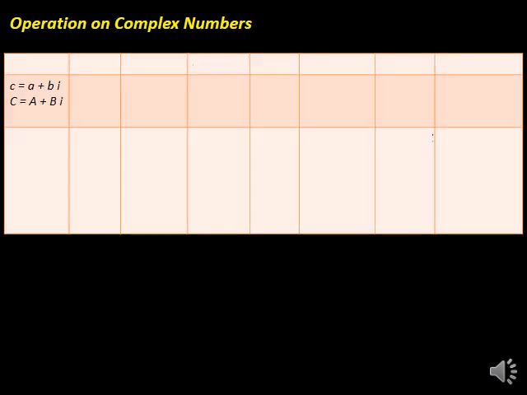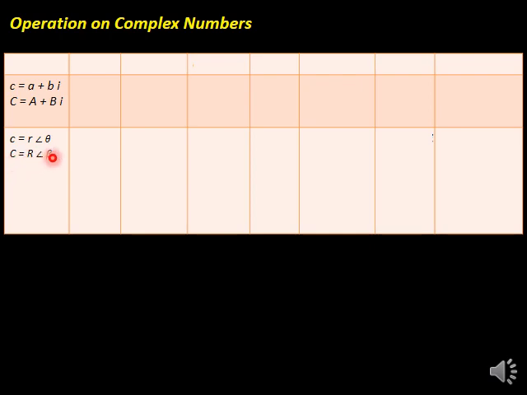Okay, so these are the operations on complex numbers. Suppose we have two complex numbers, small c, which is a plus bi, and another complex number, big C, which is a plus bi. These numbers, when represented in polar form, are: the small c is small r angle theta, and the big C is big R angle beta.